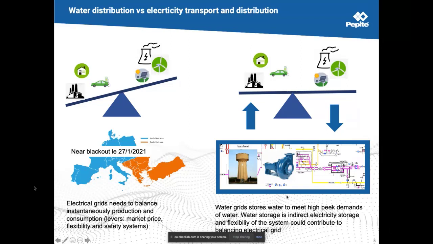So that's basically the idea: to try to see how we could better synchronize the water system with the electrical system, and by combining both, we could create some interesting situations where we could save energy cost on the side of the water system, and then improve the reliability of the electrical grid system. So how do we do this?